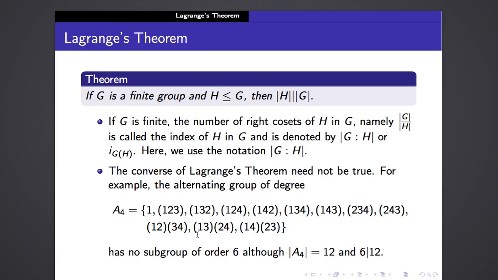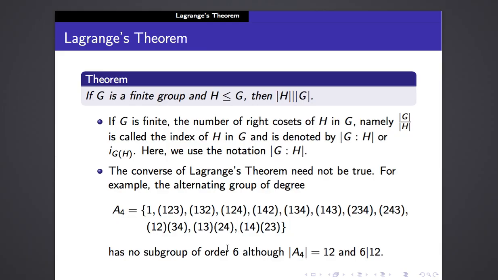No, I'm sorry, 4. So 4 factorial. I'm sorry about that. So S4: this alternating group of degree 4, A4, is a subgroup of the symmetric group S4. So S4 has order 4 factorial, and this one has 4 factorial divided by 2. And so that's going to be 12. So there are 12 of them.